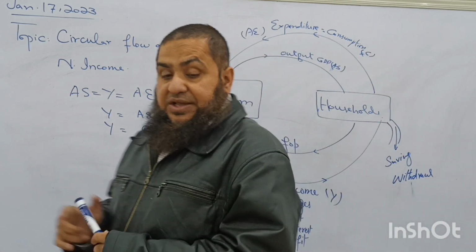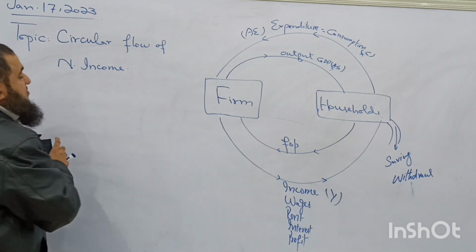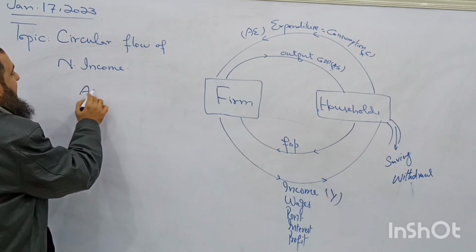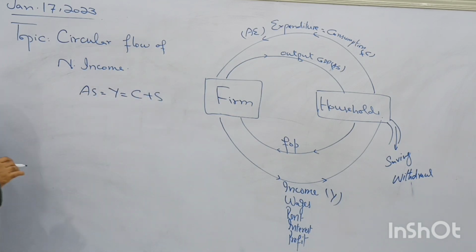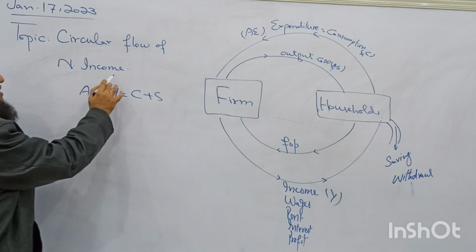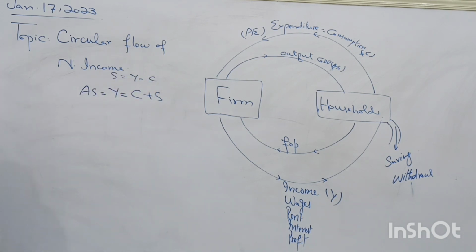Okay. So now can I write over here? Now income is divided into two parts. Aggregate supply is equal to income, which is equal to C plus S. And what is saving? Saving is the part of income which is not consumed by the households. Clear? So now income is divided into two parts, that is consumption plus saving.